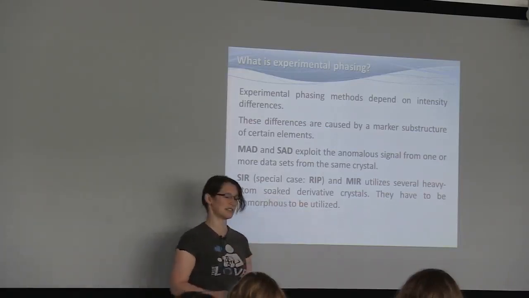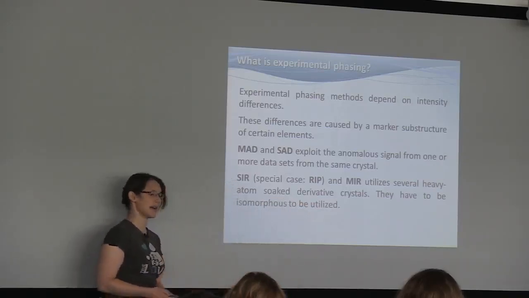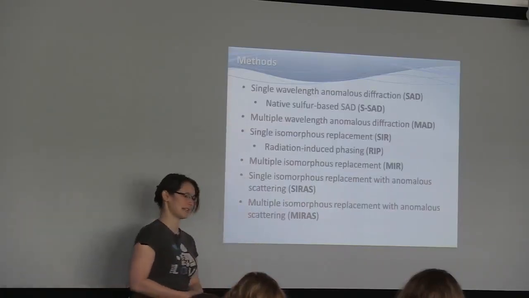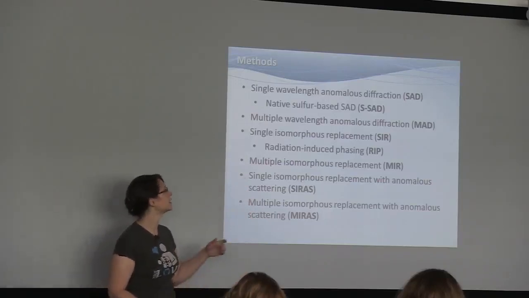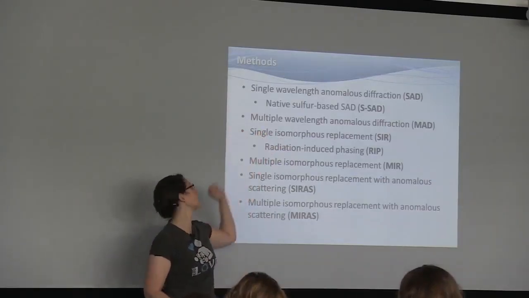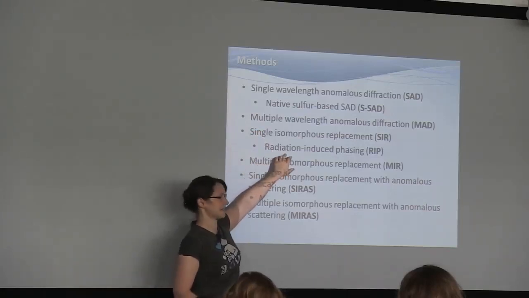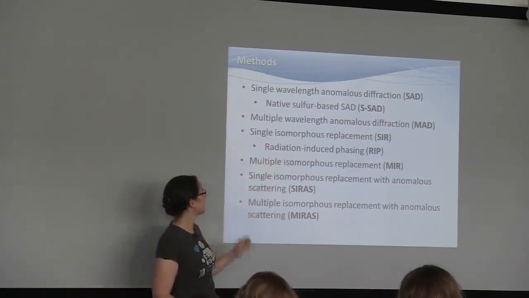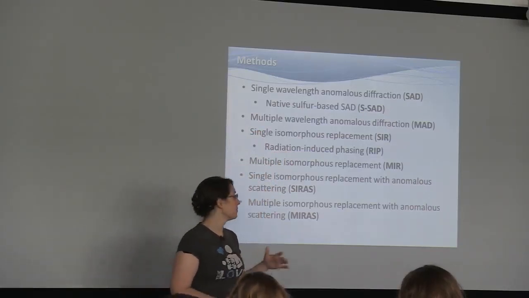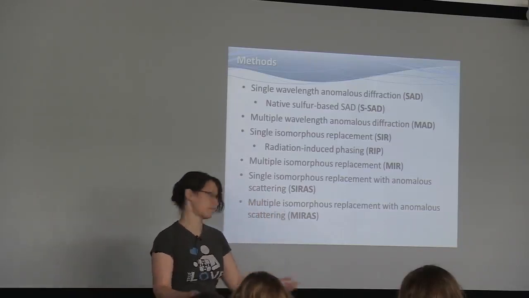So they are often called soaked derivative crystals because they're derivative of the original crystal. And the crystals have to be isomorphous to be utilized. So this is basically the list of experimental phasing methods that are in use: SAD, with the special case of sulfur SAD, which exploits the native sulfur; MAD; SIR, of which a special case is RIP, radiation damage-induced phasing; MIR; and then combination methods between them. Now, you can do most, if not all, of these at Diamond, which brings me here in a way.